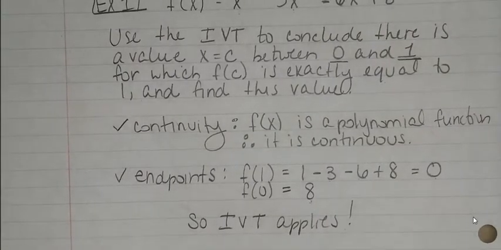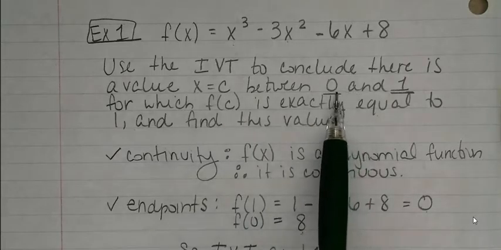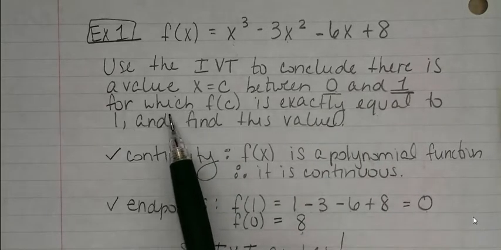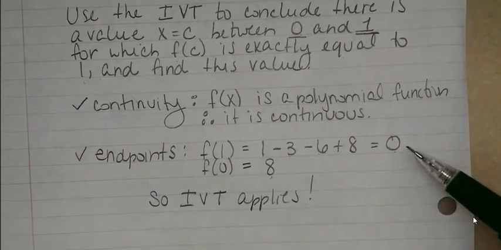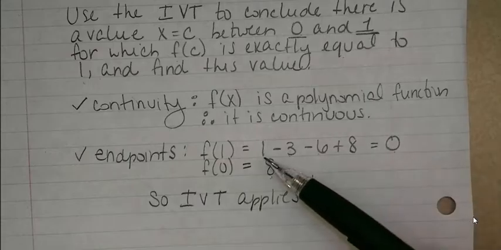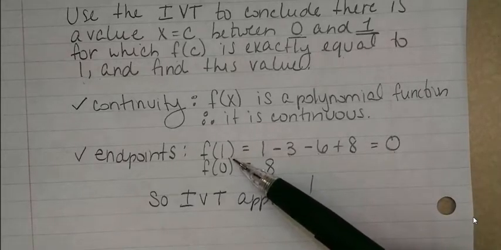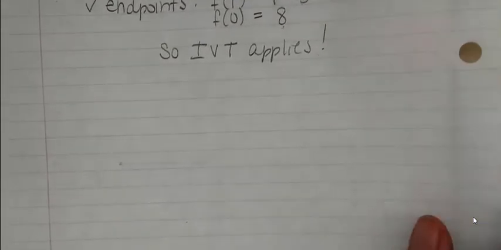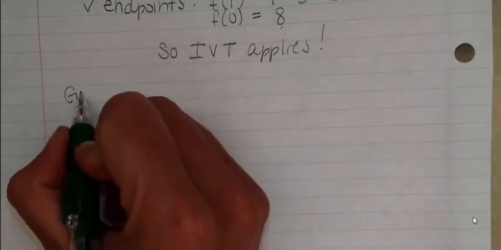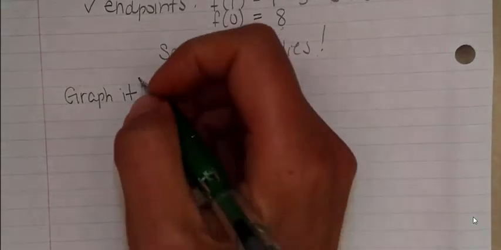Okay, so the rest of this is, I need to figure out some x in between 0 and 1 for which f of c is exactly equal to 1. So my f of c is in between these two. It needs to equal 1. And I need to figure out which x value is going to give us that. So a good way to do this is to graph it. Or at least it's one way to do it.